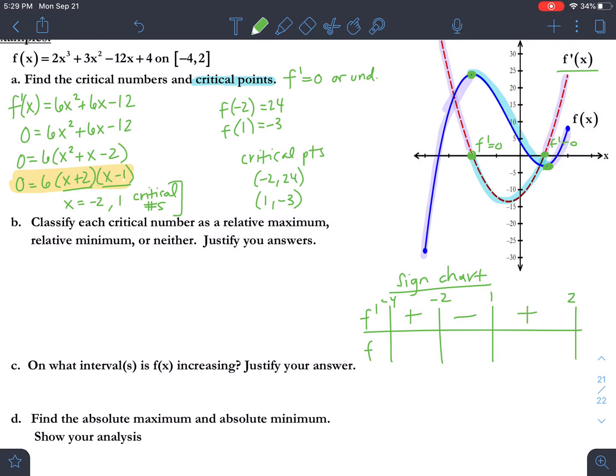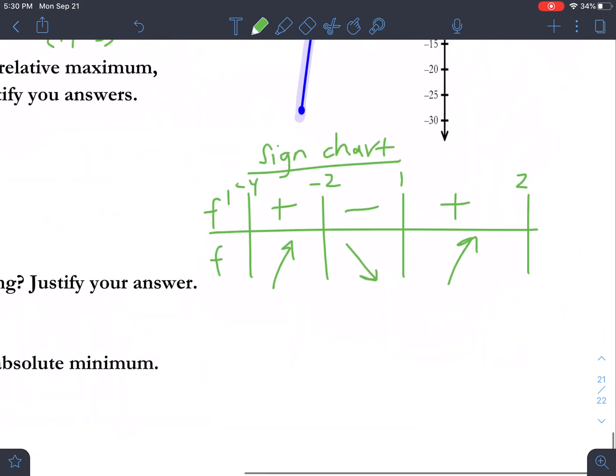If f prime is positive, that means f is increasing. And if it's negative, that means I'm decreasing. So without even seeing a graph, you can see how this mimics the picture above for f. This is going to help us figure out the relative maxes and mins, because at -2, I changed from f prime positive to f prime negative, so this is going to be a relative max. And negative to positive, we're going to have a relative min at x equals 1.